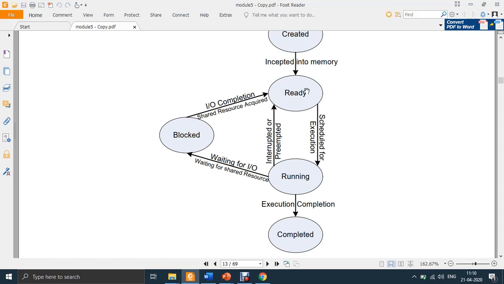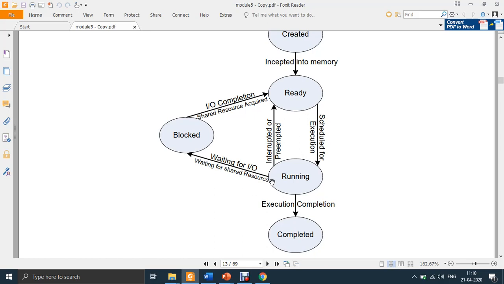All the processes which are waiting to get the CPU to continue execution will be in this queue. From the running state, it can go back to the ready state if it is preempted, because each process cannot be given the CPU for infinite time. It will be for a short duration of time. Once it uses the CPU, it has to go back to the ready state.